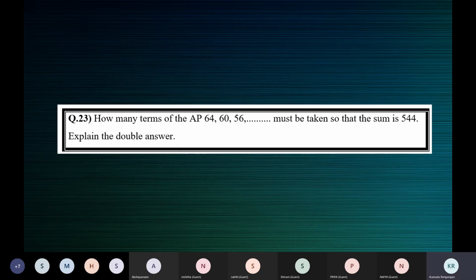Here the question is how many terms must be taken so that the sum is 544, not 0, 544. Work in the same way, children. Like we started in the earlier sum, Sn, we don't know how many terms. Earlier we said Sn is 0. Here Sn is 544. Use the formula n by 2 of 2a plus n minus 1 into d is equal to 544. You will get a quadratic equation. Solve the quadratic equation and tell me the 2 values of n.